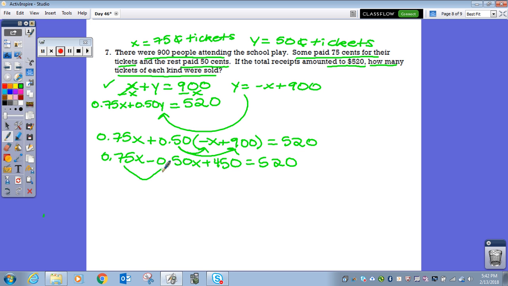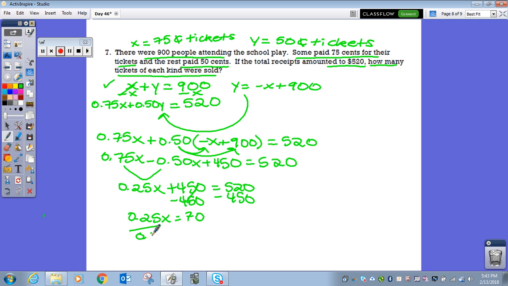So I'm going to combine my like terms. I get 0.25x. I'm going to subtract 450 from both sides. And I end up with 0.25x is equal to 70. And I'm going to divide, again, I'm getting to the bottom here, make sure you can see what I'm doing. I'm going to divide by 0.25, and so I end up with x is equal to 280.